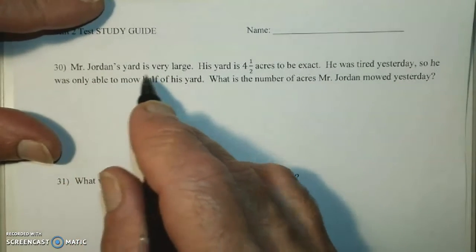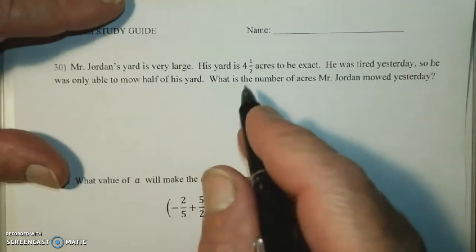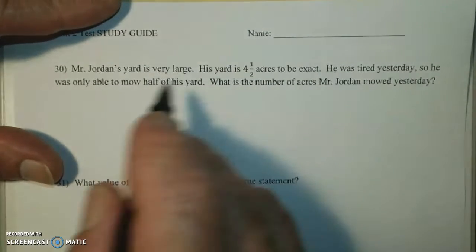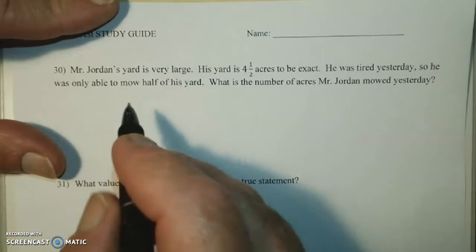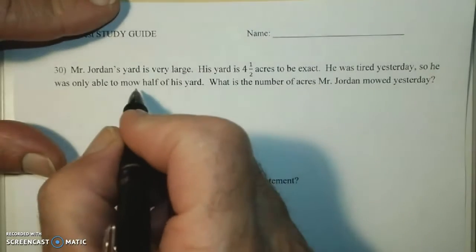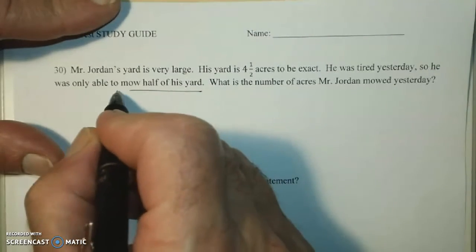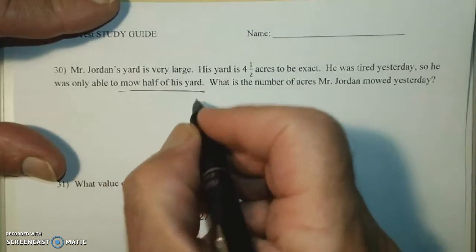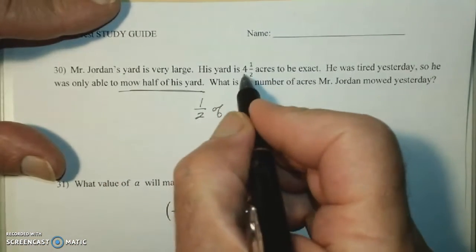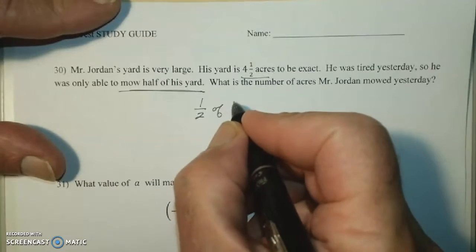Okay, Mr. Jordan's yard is very large. His yard is 4.5 acres to be exact. He was tired, so he was able to mow only half of his yard. What is the number of acres that he mowed? Right there is our key phrase. He mowed half of his yard. That is 1/2 of his yard, which is 4.5 acres.